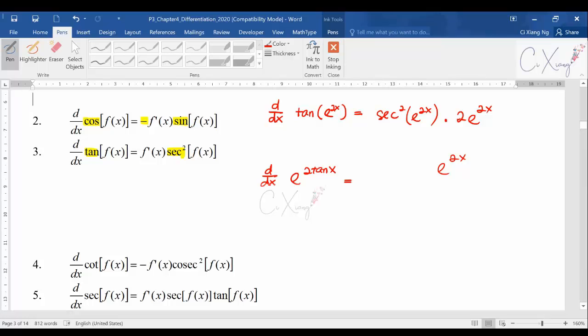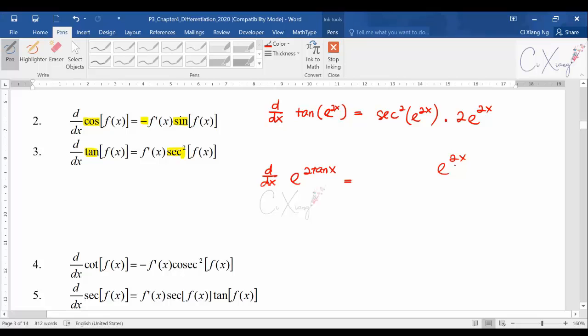So the outermost layer is tangent, the second layer is e power 2x, the exponential function, and the third layer will be differentiation of the power 2x. So it's layer by layer. Therefore, you need to really understand which is the function that you have to differentiate first. If let's say you choose the wrong sequence, your final answer will be different.